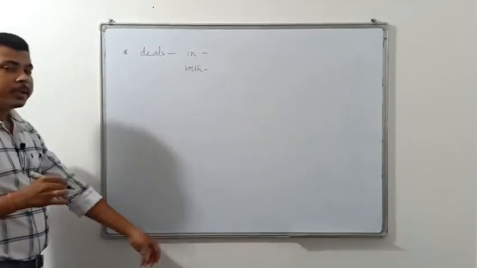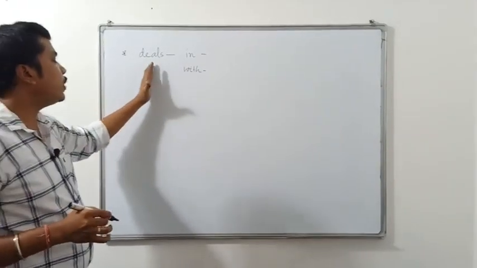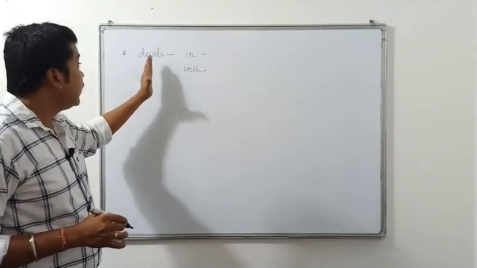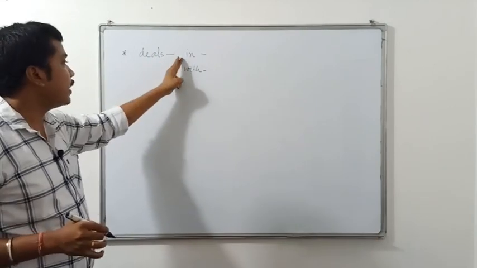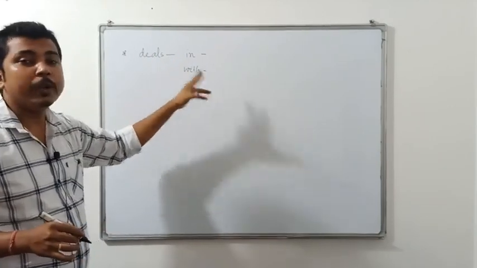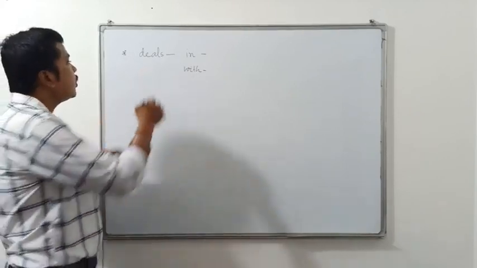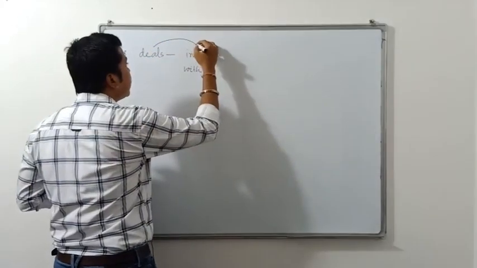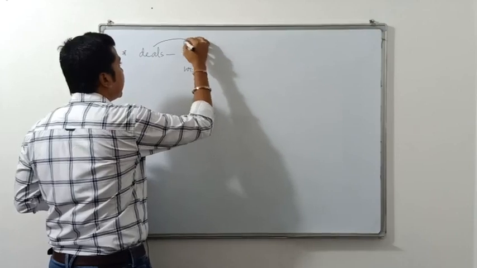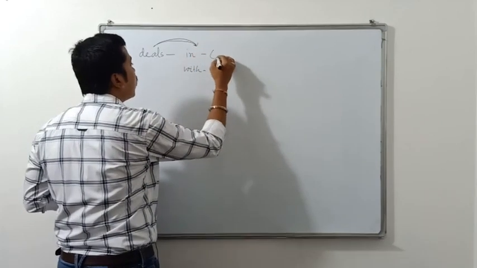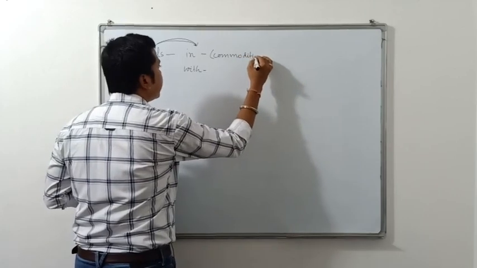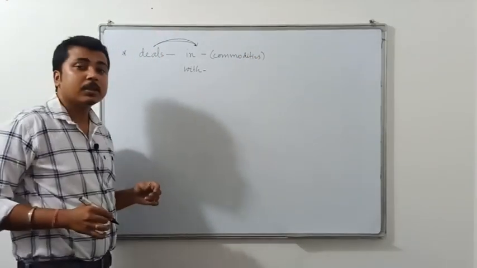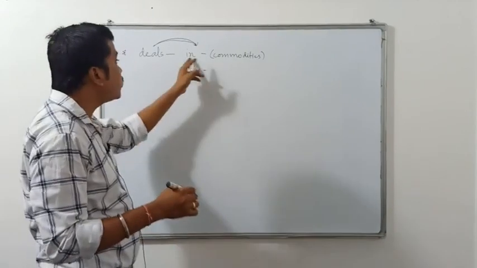Now dear student, here also we get confused when to use what. Along with deals, two prepositions agree. Either you can use in or with. Now when to use what? So never get confused. Whenever deals agrees with any commodities, okay, commodities means dear student goods, saman, thing, that time we use in.